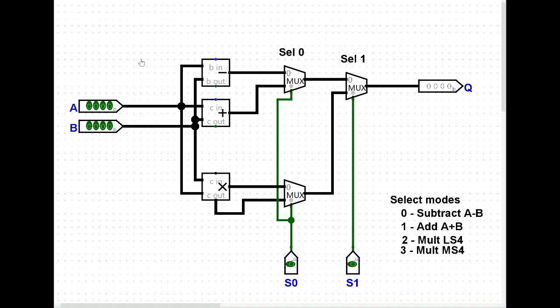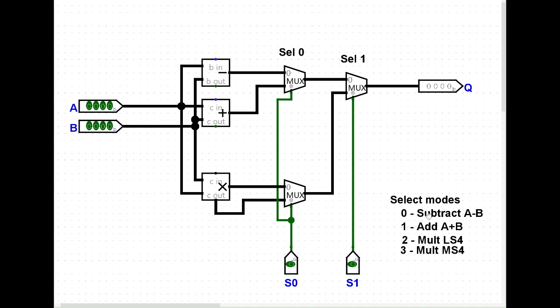Well, hello. This is the ALU. This is the ALU we all made on day one. It has subtract, plus, and multiplication. It only uses two select bits with these multiplexers to give us our output, but they are 4-bit inputs here.